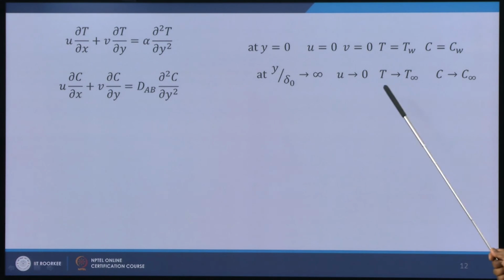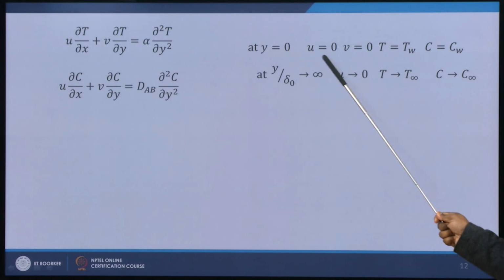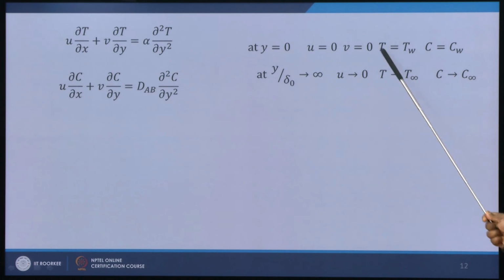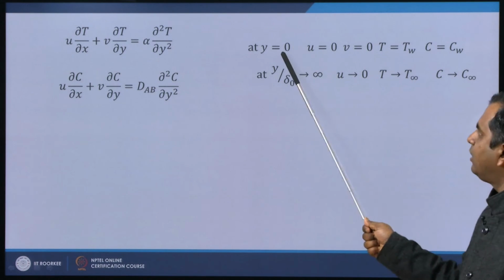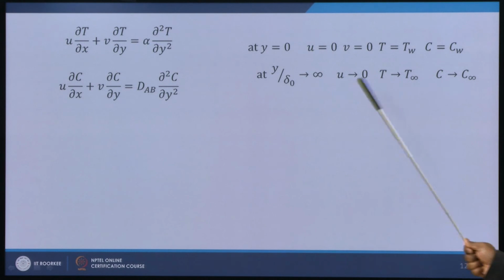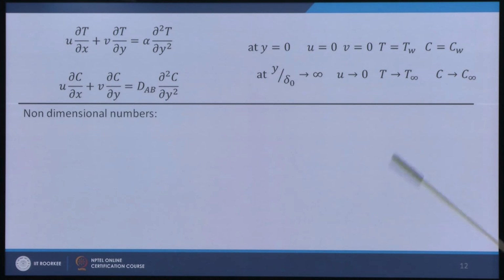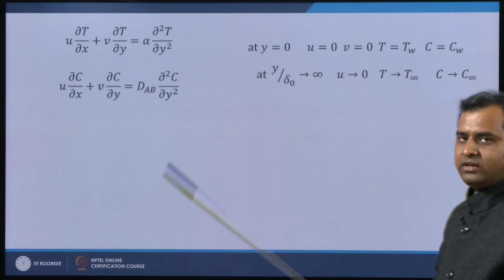And if you see the boundary conditions, for the momentum equation and energy equation we have already discussed them. For the concentration we will have C equals Cw at the wall, and C tends to C infinity away from the wall. So, once you do these things, then you can easily solve the natural convection problem.